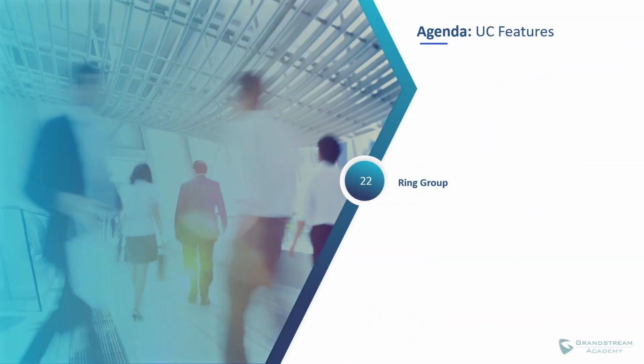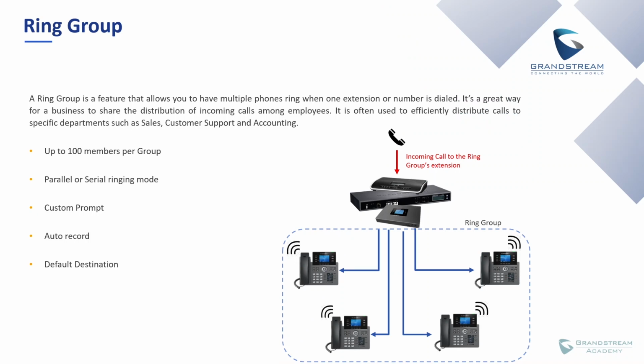The next feature that we're going to talk about is Ring Group. The UCM supports the Ring Group feature that makes the user able to initiate a call to a big number of extensions by dialing one number.